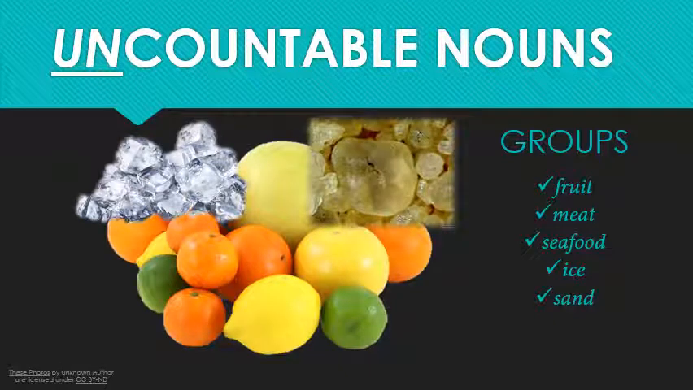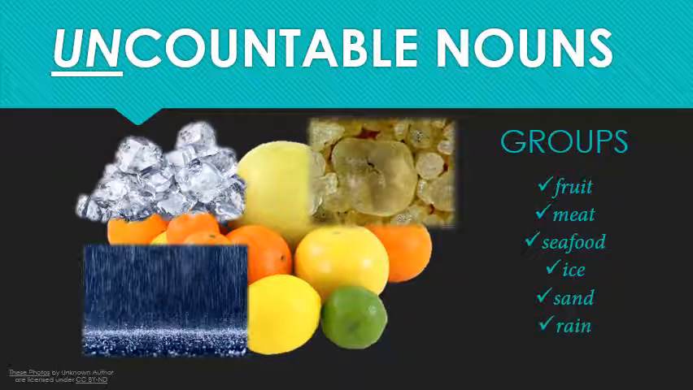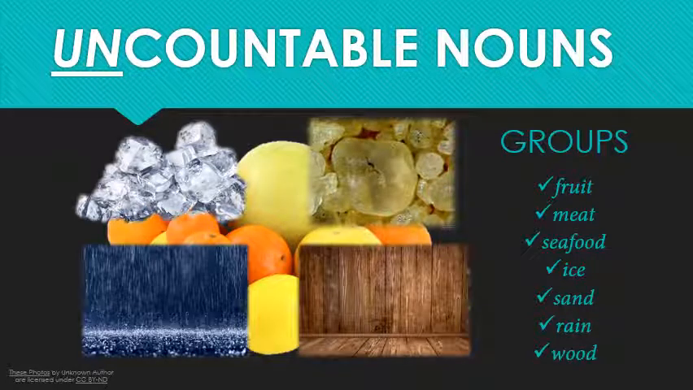Sand. When you go to the beach, you look out at all the sand, and you're not thinking about the individual grains of sand. You're just thinking sand in general as a group concept. Rain. We're not talking about individual water droplets. It's rain. It's this group of water droplets together. Wood. Yeah, you might have a piece of wood, but in general, when you're dealing with wood, you're dealing with more than one piece. Okay, something is made of wood. There's a couple different pieces of wood that were used together to create the entirety.